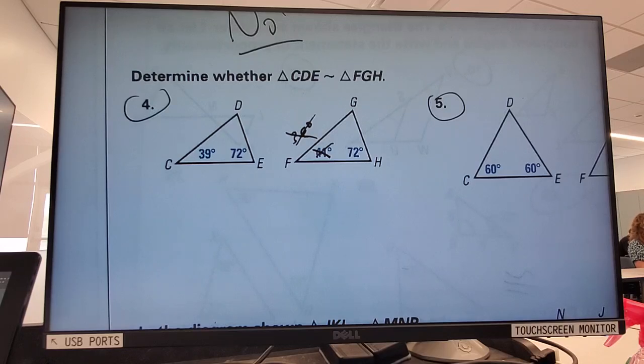You guys got with me? So if they give me two angles and only one of them is congruent, that doesn't automatically mean they're not similar. They could have just given me the other angle.